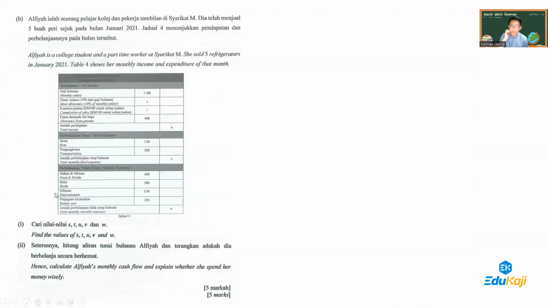Then part B. Here, Alfia is a college student and part-time worker at Sharika M. She sold 5 refrigerators in January 2021. The table here shows the money income and expenditure of the month. So find the values of S, T, U, V, W. First one, S. 10% meal allowance, 10% of money salary. So it's basically 10% of the 1,100, so it's 110 ringgit.